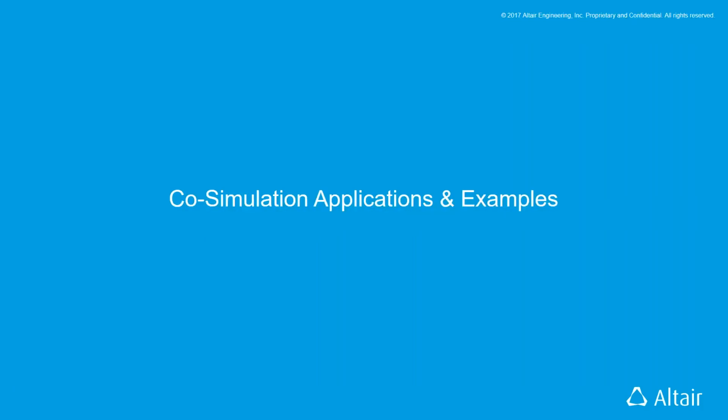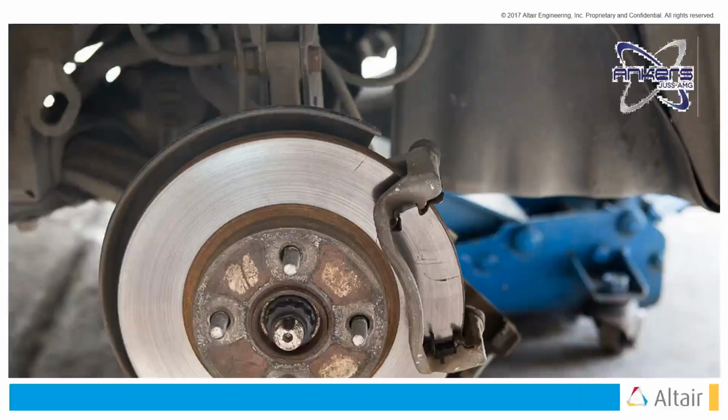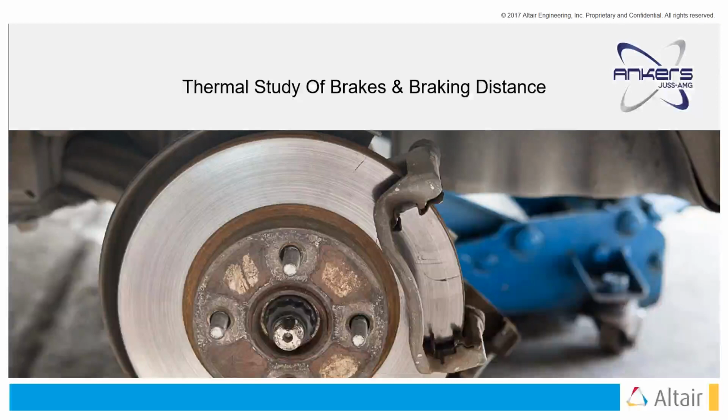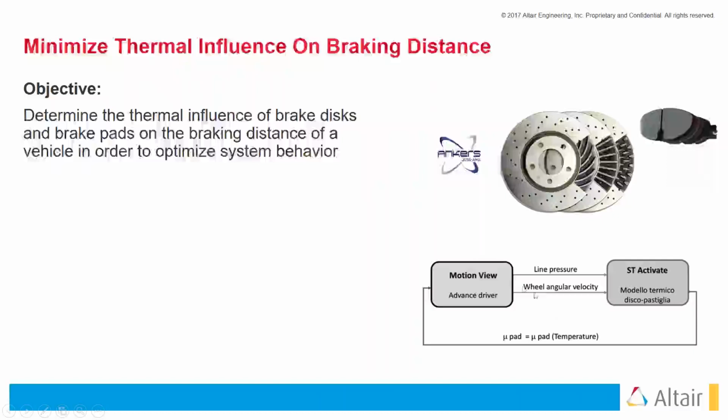So, co-simulation applications and examples. I've taken an anchor case study, a thermal study of a brake and braking distance. We have taken the co-simulation with the line pressure and the wheel angular velocity. So we have a model coupled with Activate. The objective is to determine the thermal influence on the braking disc and the braking pad, and on the braking distance of the vehicle, in order to optimize the system behavior.